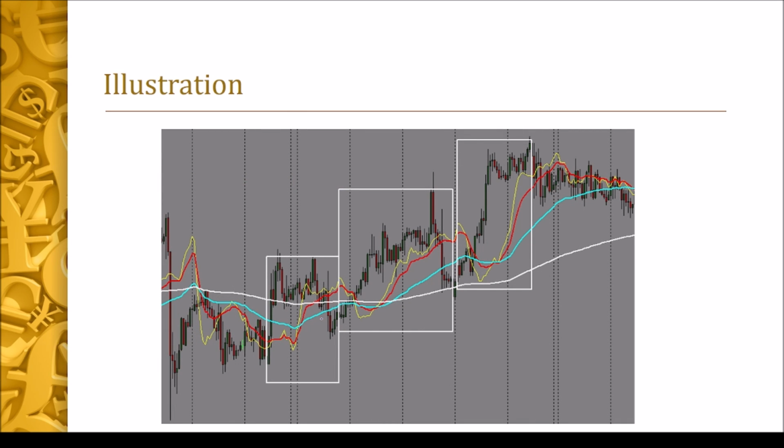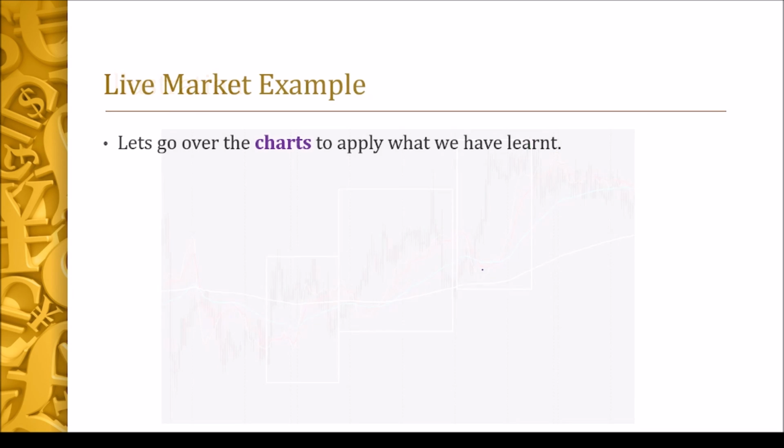So here's just an illustration of what we have been talking about for cycle 1. Level 1, which was this impulsive rise from this point up to this point, we had a 13/50 EMA crossover, and then level 2 from this point going to that point, we had a 200 EMA crossover. Then for the third level, it was an initiation on the 50 EMA. So to fully understand, let's go over the charts to apply what we have learned.